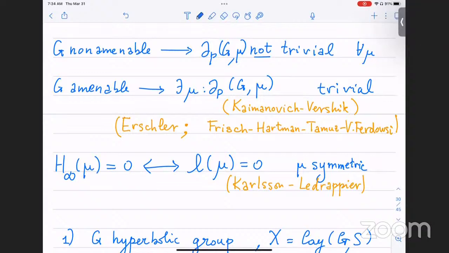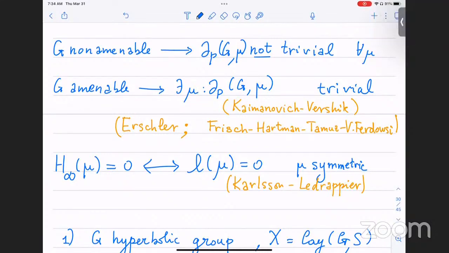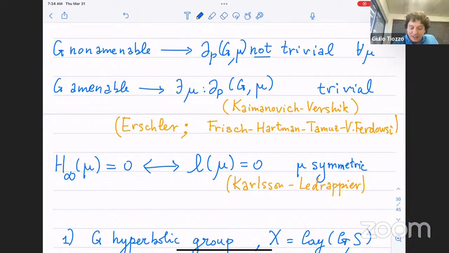Wait, sorry, not every group, right? Not all amenable groups, like ones which are not nilpotent. No, I meant there exists a mu where the boundary is trivial. Sorry. Yeah, I see. Yeah, that's right.